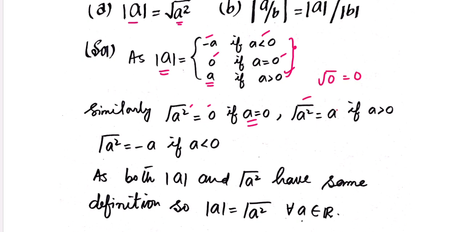The square root of a square is equal to a if a is greater than 0. Similarly, the square root of a square is minus a if a is less than 0. As both absolute value of a and square root of a square have the same definitions, they are equal for every real number a.